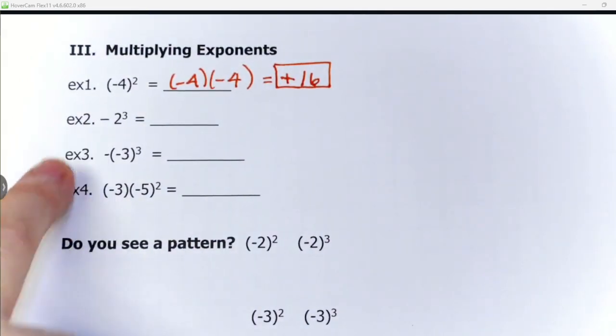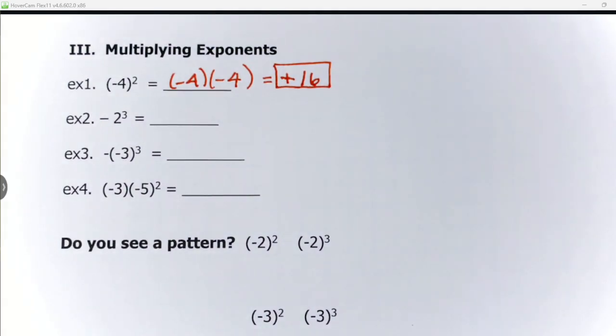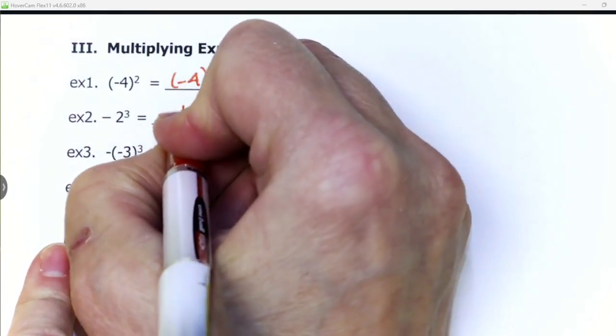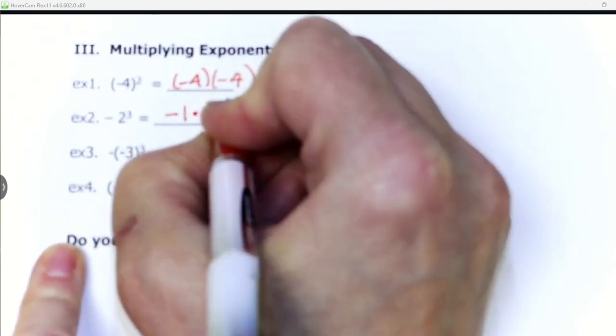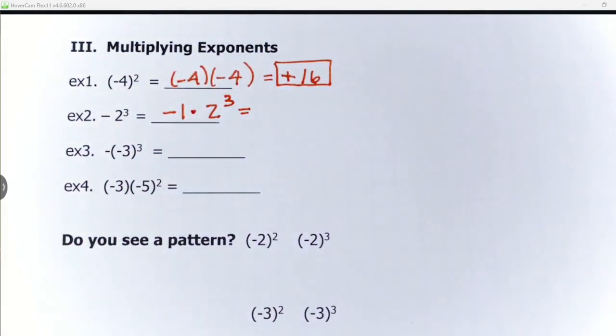All right, now, example 2, I put this one on so that you could contrast it with this one. In this one, the negative and the 4 are in parentheses, so when you square it, it's a negative 4 and a negative 4. This one's different. This will mess with your head a little bit. This negative is not in parentheses, so what it means is there is a negative 1 times a 2 cubed. That negative is actually a negative 1. It's not being cubed at all.